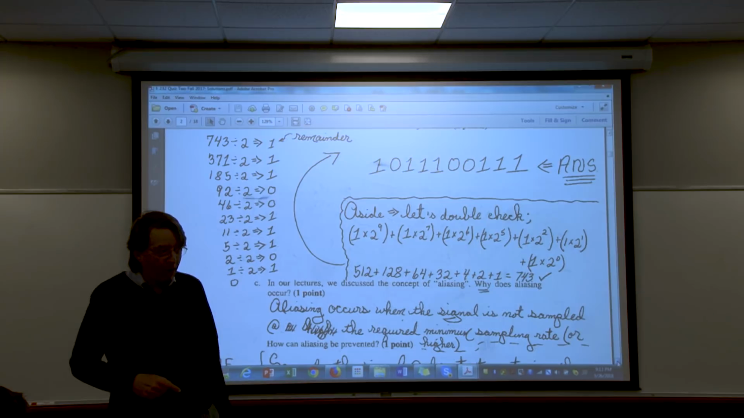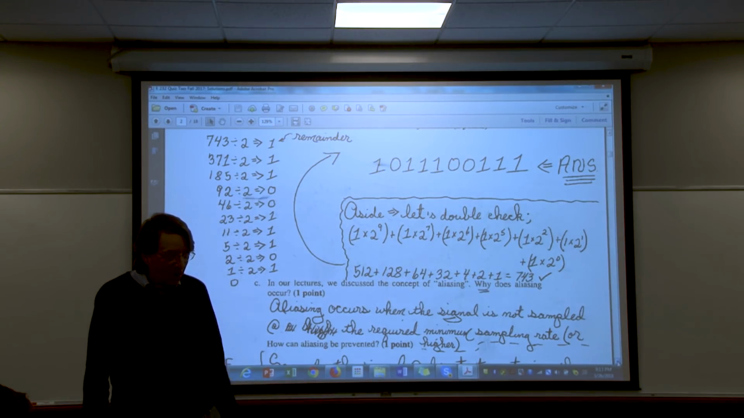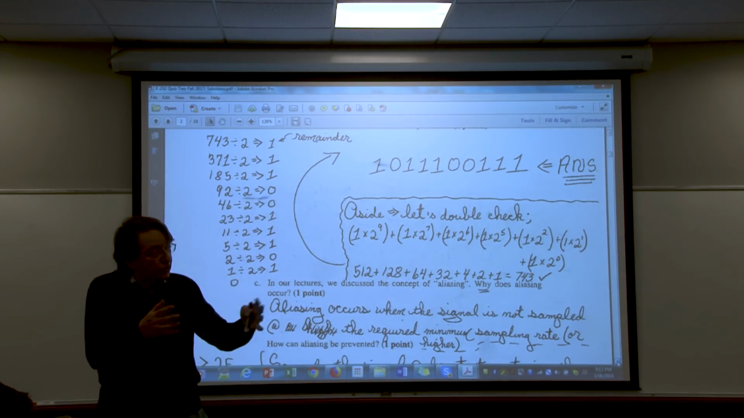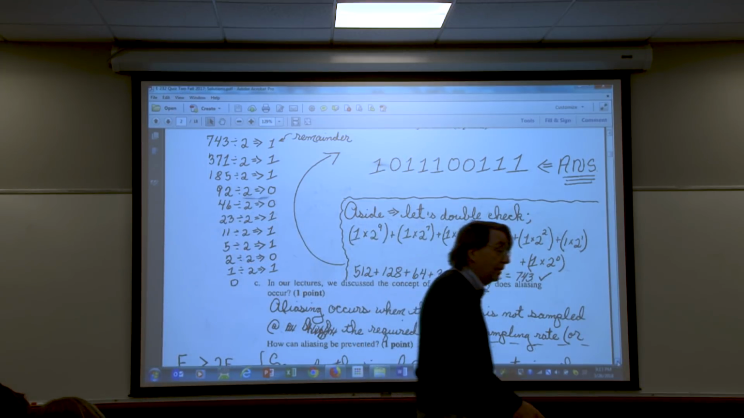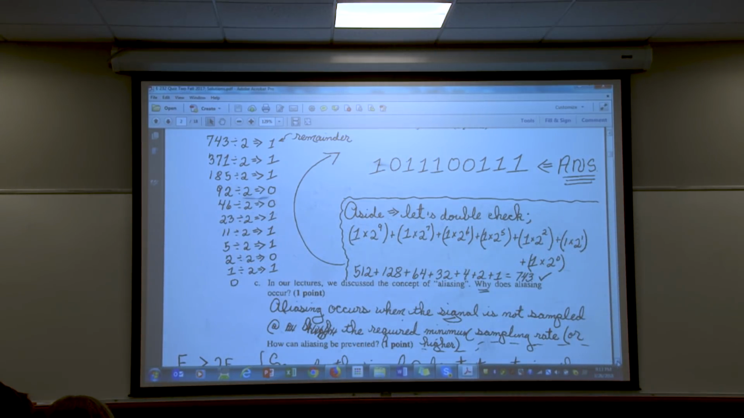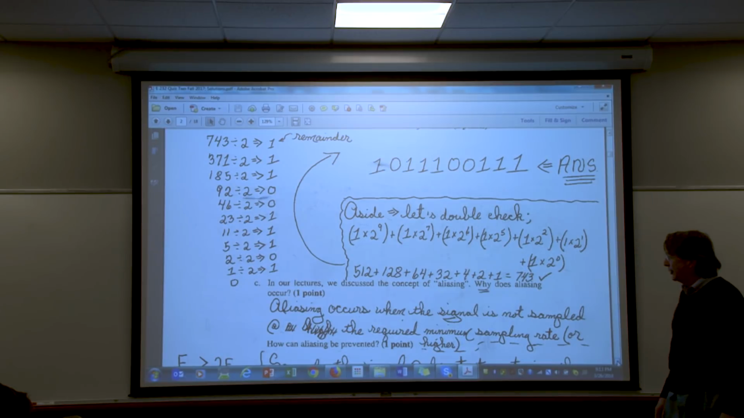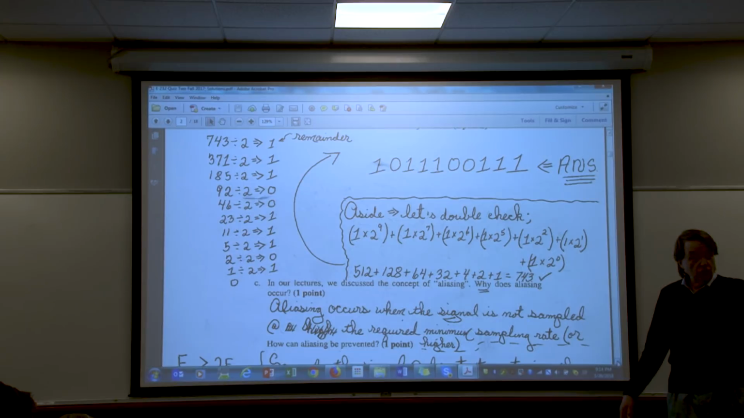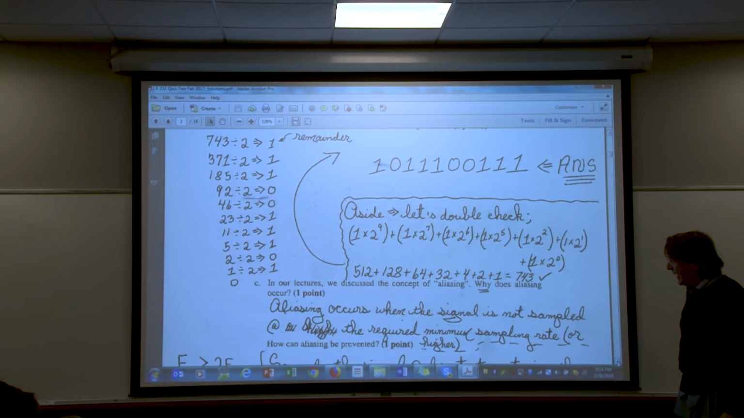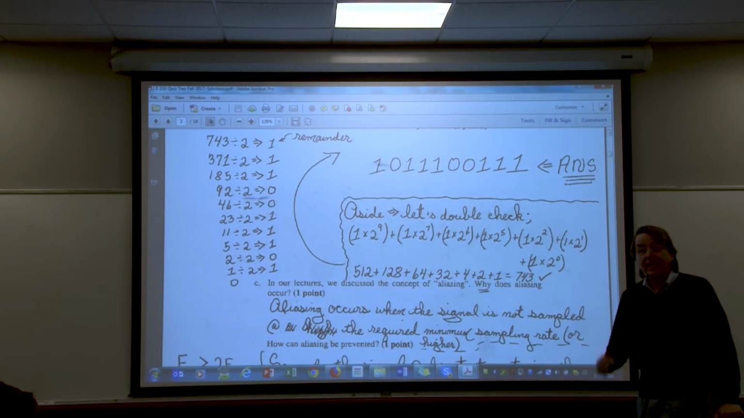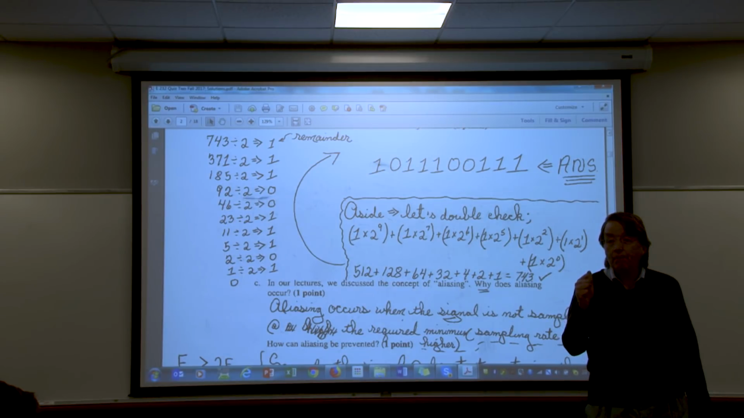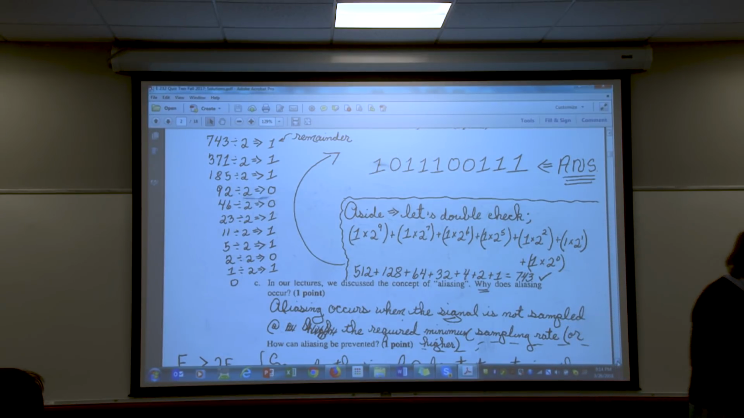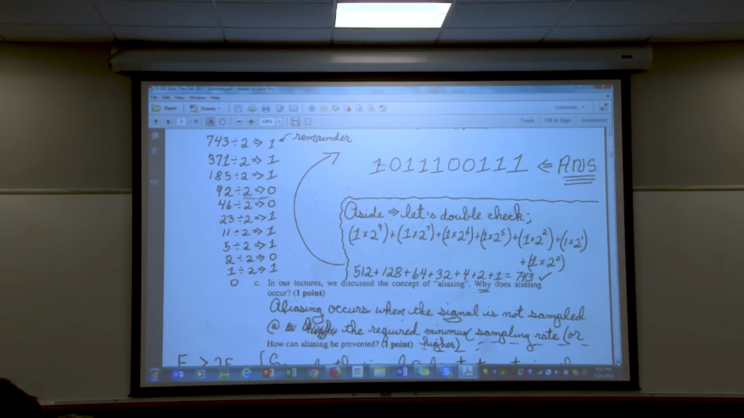Now, Ryan, this was not part of the question, but can I ask you a bonus question? How do I know what is the right sampling? Double the highest frequency in the signal. Exactly. So aliasing occurs when the signal is not sampled at the required minimum sampling rate or higher. Now, next question. Ryan's already answered it. How can aliasing be prevented? The key concept is we need to sample at least twice the highest frequency. And that's what I have.